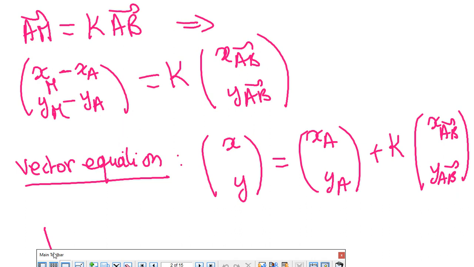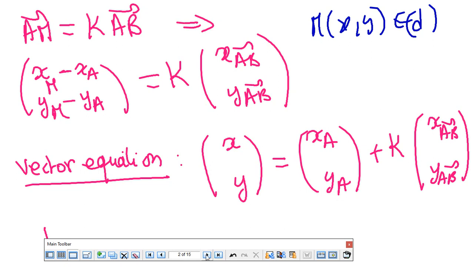And what is AM? How do we find the coordinates of the vector AM? It's x of M minus x of A, y of M minus y of A, which is equal to k times x of the vector AB and y of the vector AB. So what's going to be the vector equation of this line? x of M and y of M, it's x and y because we said M is (x, y) that belongs to the line D. And then if I take the x of A to the other side, it will be x of A, y of A plus k times x and y of the vector director.